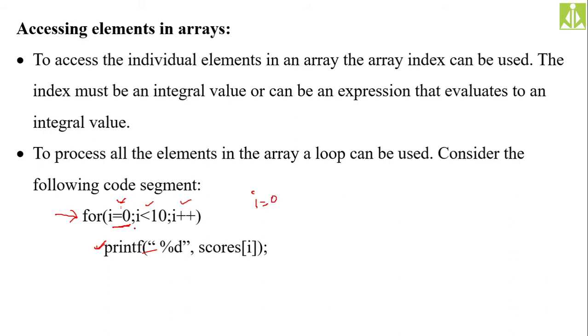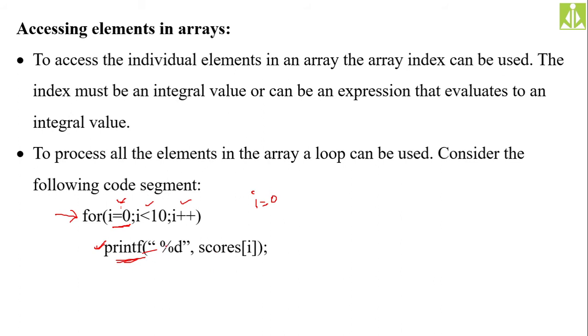Then we have the condition part. The condition will be tested. So, condition 0 is less than 10. The condition is true. Then what will happen? If the condition is true, the body will be executed. This body, this printf statement, is an output function. It will print the value of whatever you are passing to that function.